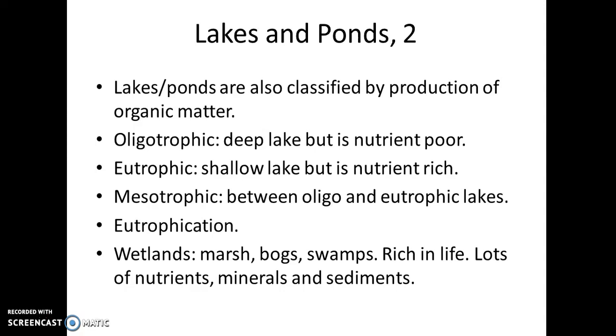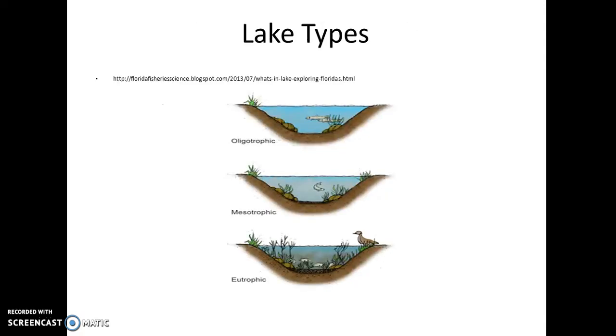Wetlands are marshes, bogs, swamps. They are rich in life, lots of nutrients, lots of minerals, and sediment. But wetlands have a danger of filling in with soil and runoff. So here are the lake types, oligotrophic, and we start filling it in from mesotrophic to eutrophic. And you can see which one has the most life, which are eutrophic.